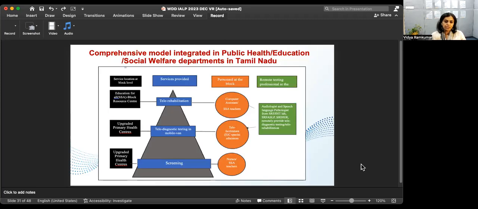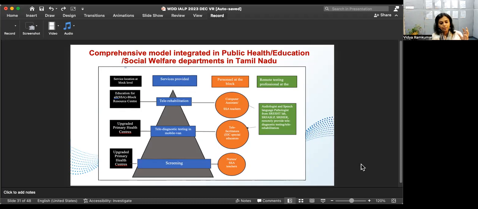So with all this information, we retweaked our model where we looked at the comprehensive model integrated into the public health system, with various cadres being represented at the screening level, at the diagnostic testing level, and at the tele-rehabilitation level, who would do what and where. And we from the lab remotely take over these systems and perform the rehabilitation and diagnostic assessments.